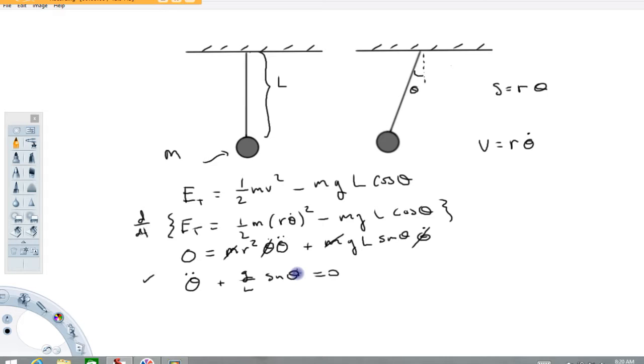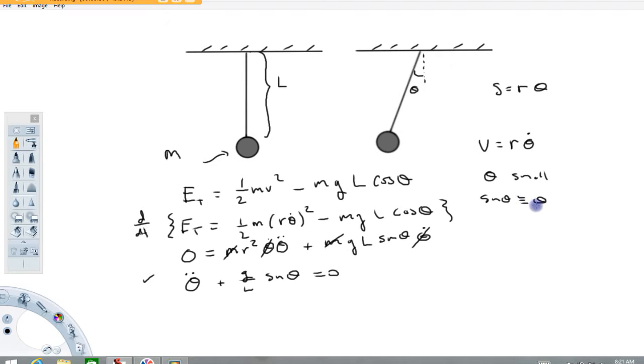Now, with the sine part here, this is a highly chaotic system. This becomes a nonlinear differential equation, very difficult to solve. So what I'm going to do here is use what's called small angle approximation. As long as theta is small, then sine theta is approximately equal to theta.